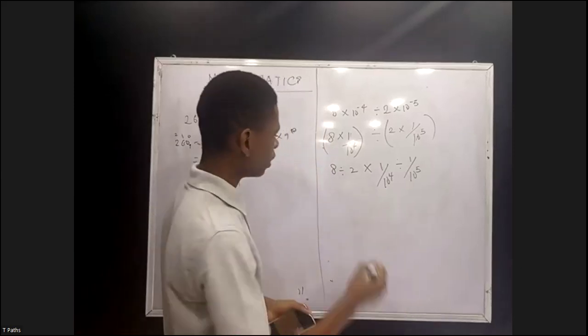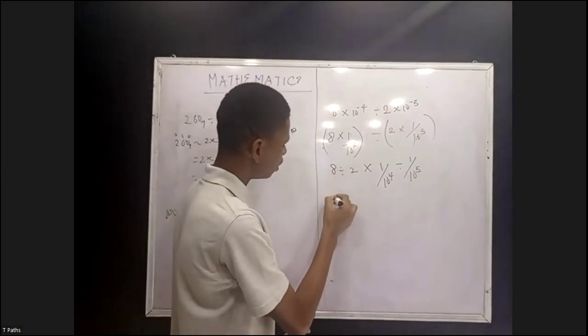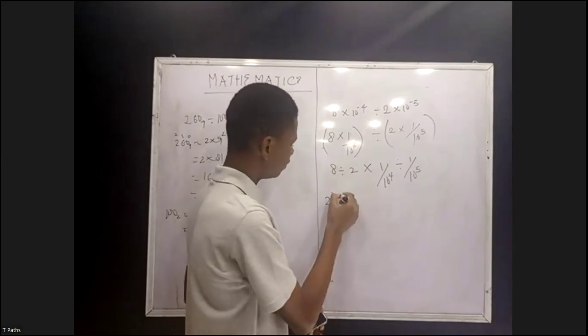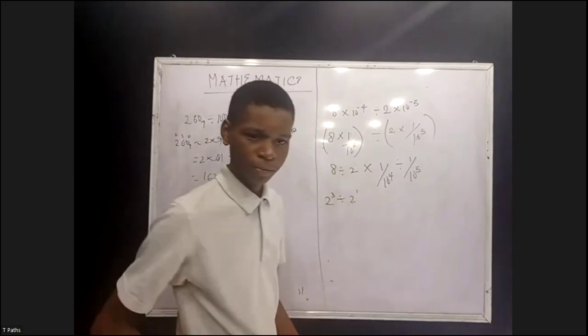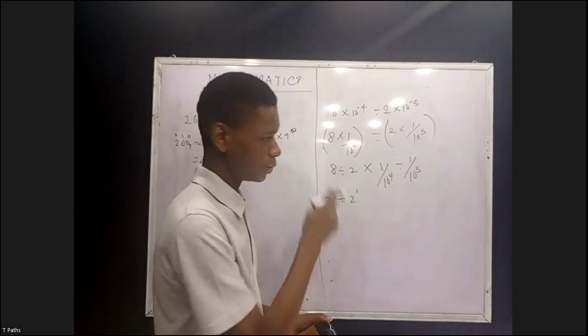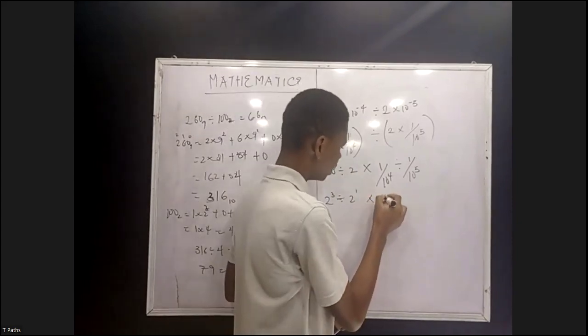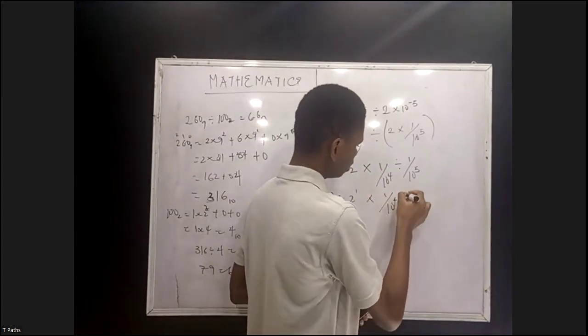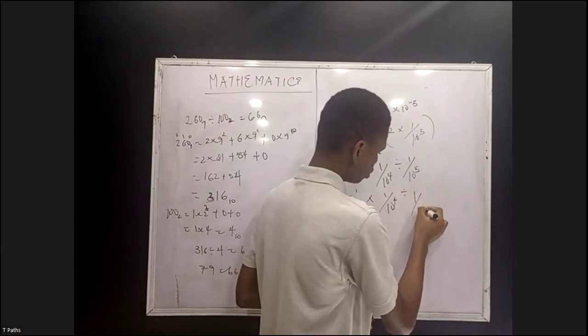All right, so from here, I'll say 2 raised to the power of 3 is 8, right? Divided by 2 raised to the power of 1. I just want to show you how to do this using indices because that question is on indices. Multiplied by 1 raised to the power of 10 divided by 1 over 10 raised to the power of 5.